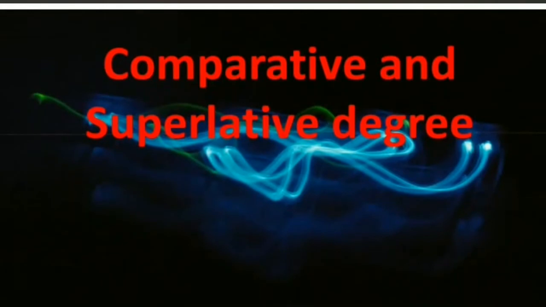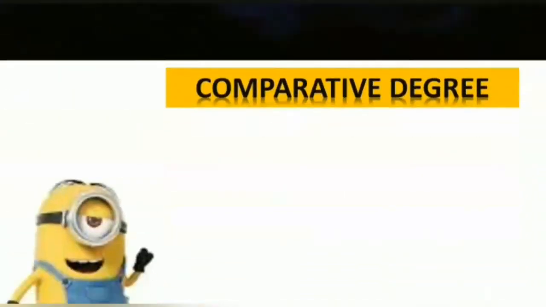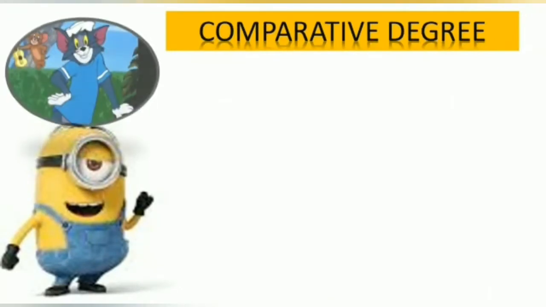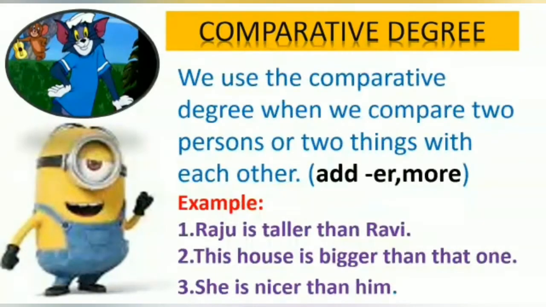Hi, today our topic is comparative and superlative degree. Let us see what is comparative degree. We use the comparative degree when we compare two persons or two things with each other. For changing positive degree into comparative degree, we should add er or more to the adjective.